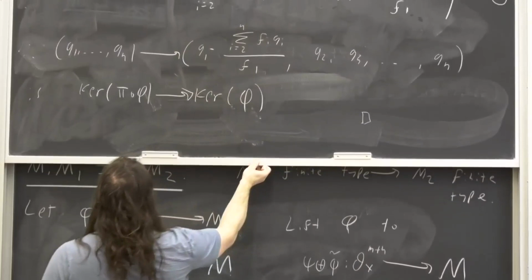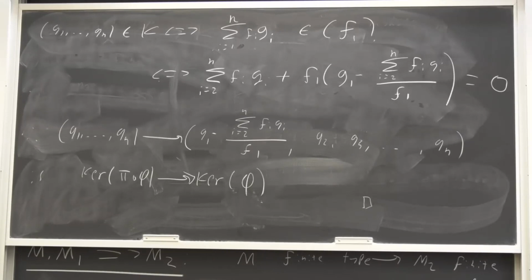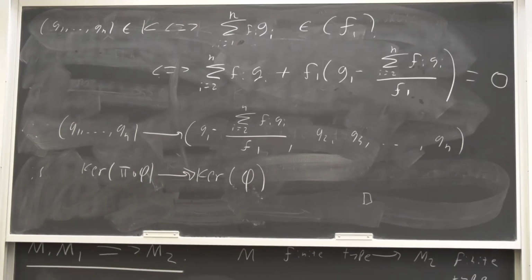Okay. This whole thing makes sense without the kernel being finite type. Only at the very last step, once we get this rejection, do we use the finite type assumption. Okay, so that gives us our lemma.